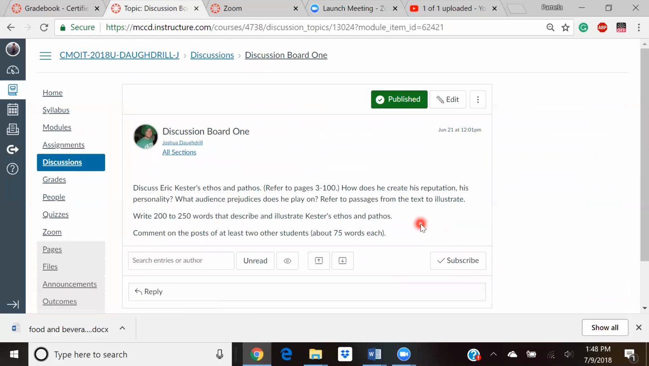Discussion board 1. Discuss Eric Kessler's Ethos Pasos, refer to pages. You might want to tell them refer to pages where. Is it a book? Is it something that they should already have? Again, just be explicit. Online students, it's not always easy to be intuitive when you're an online student. So any help, even if it seems redundant for them, is helpful. So refer to pages in your textbook 3 to 100, write 200 words to describe, and then comment on the post of at least 2 other students. Okay, so good discussion board, and it's referring to reading, so it tells them what they're doing.